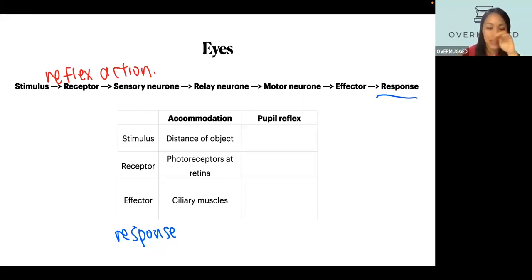So the response is that the ciliary muscle will either contract or relax, and then trigger a series of events for the suspensory ligament and lens. And you must talk about these two, right? You cannot skip it. You can't possibly skip it. The three of them are a package.